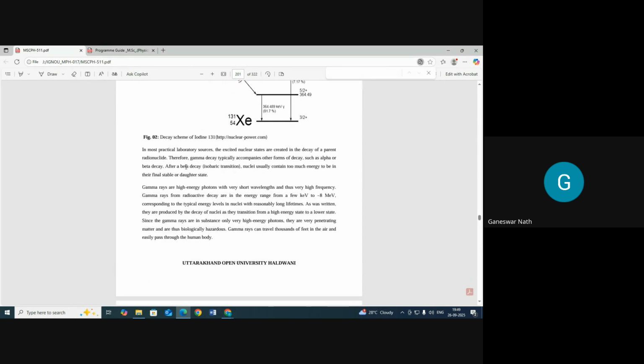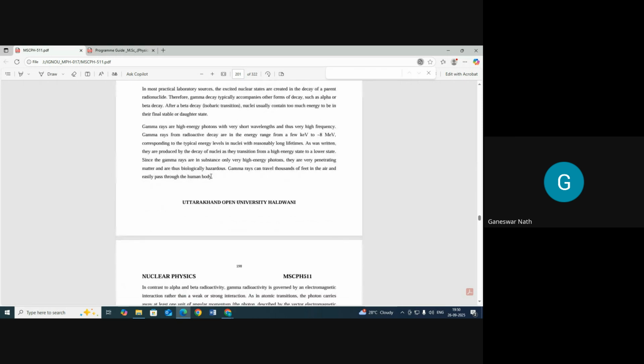Okay, in most practical laboratory sources the excited nuclear states are created in the decay of a parent radionuclide. Therefore, gamma decay typically accompanies other forms of decay such as alpha or beta decay. After a beta decay, the nucleus usually contains too much energy to be in the final stable or daughter state. So gamma rays are high energy photons with a very short wavelength and thus very high frequency.